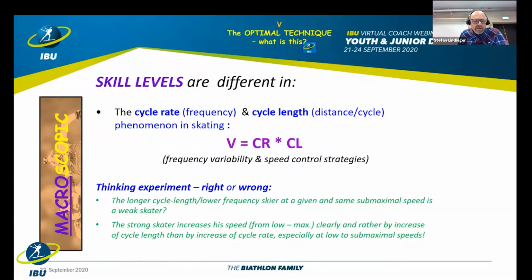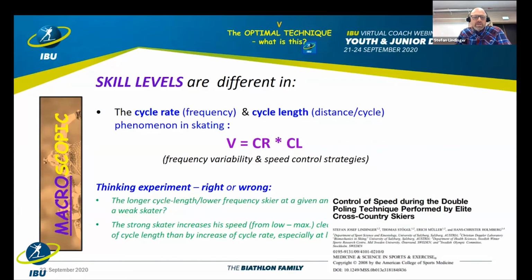The second statement is the strong skater increases his speed from low to his maximum clearly and rather by increase of cycle length than by increase of cycle rate, especially at low to submaximal speeds. I just give you these two things to think about later, after, or in between, because I think it's important to discuss that.